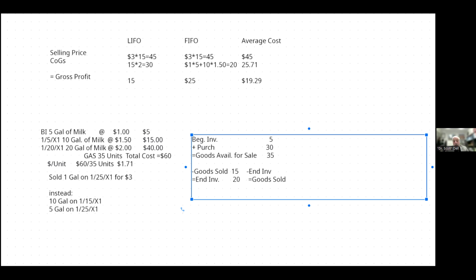So you can actually do the calculation there or just do the more simplistic calculation of knowing that cost of goods sold and ending inventory must equal the total dollar amount of what's available for sale. And this was the total 35 units for a total of $60 based on what we had. So that's the overview of inventory.